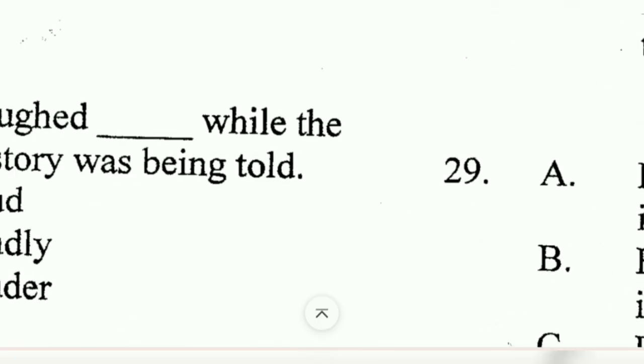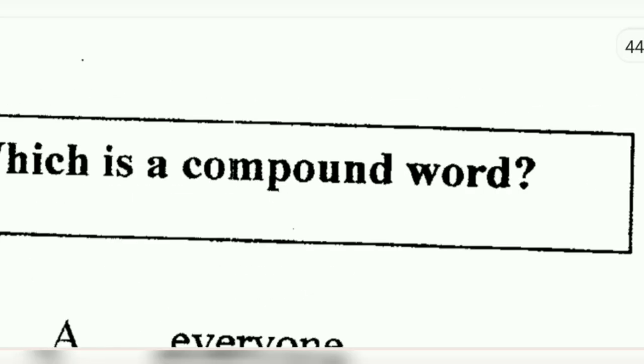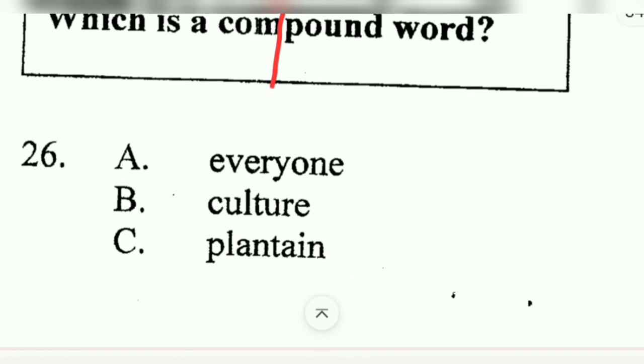All right. Moving on to the next set of instruction. It says, which is a compound word? Compound, I'm going to do a demonstration here. So it's like you're having 2 words put together. Sometimes a compound word can be 2 or more, but most times at your grade they use like 2 words. Alright? So which of the following is a compound word? A says everyone, B says culture, and C says plantain.